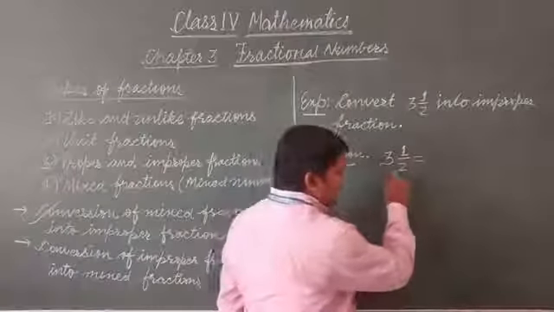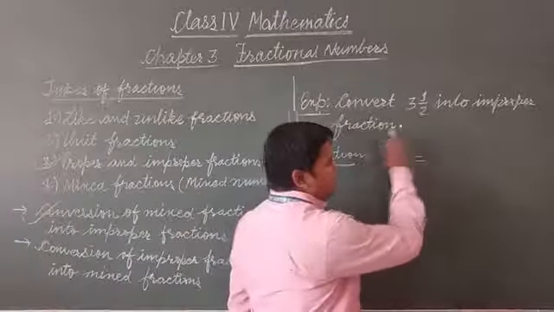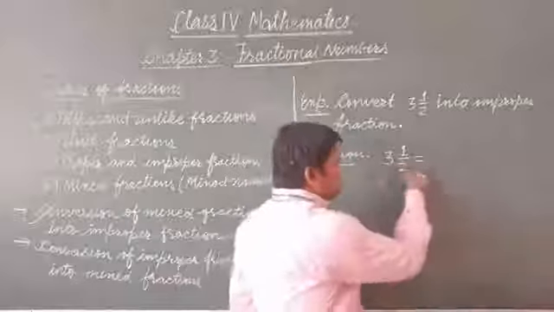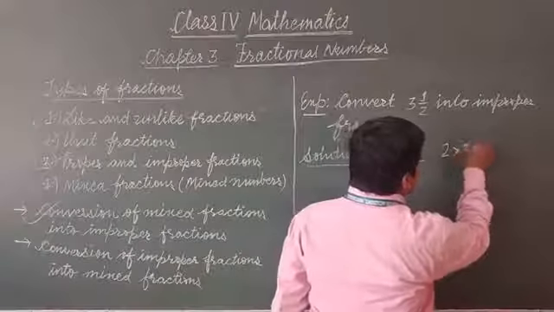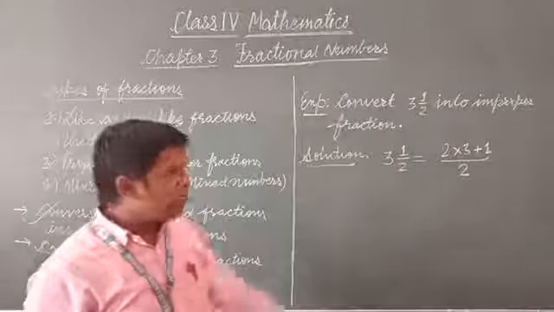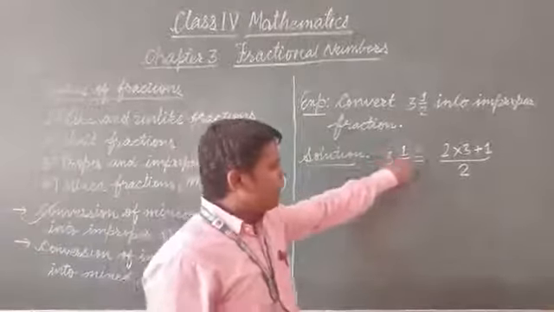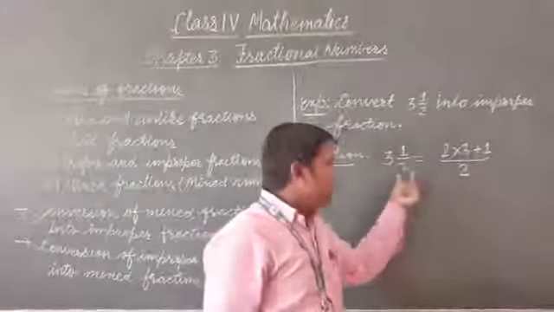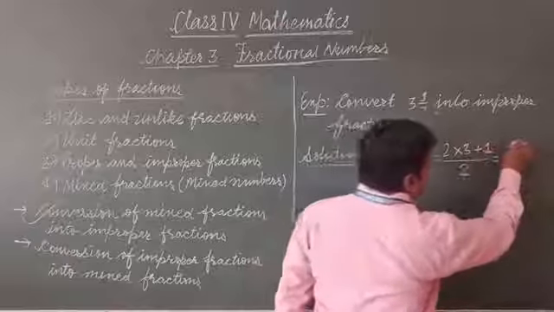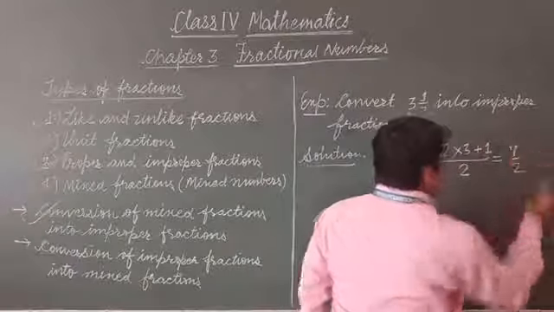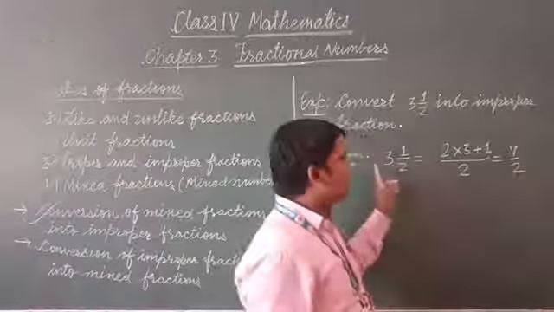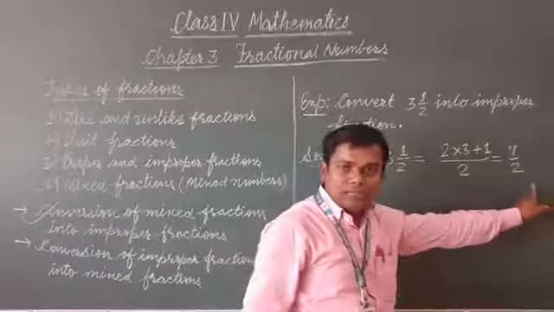We multiply the denominator by the whole part and we add the numerator to make the numerator of the improper fraction. This can be written as 2 multiplied by 3 plus 1, and the denominator will be the denominator itself. 2 multiplied by 3 plus 1 divided by 2. 2 threes are 6 plus 1, 7 by 2. As you see, 7 is greater than 2, so it is an improper fraction. This is the conversion of this mixed fraction into an improper fraction.